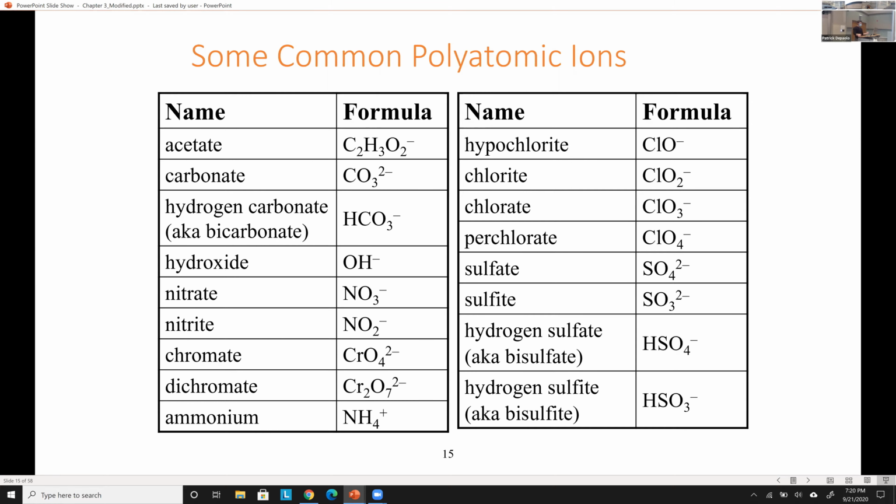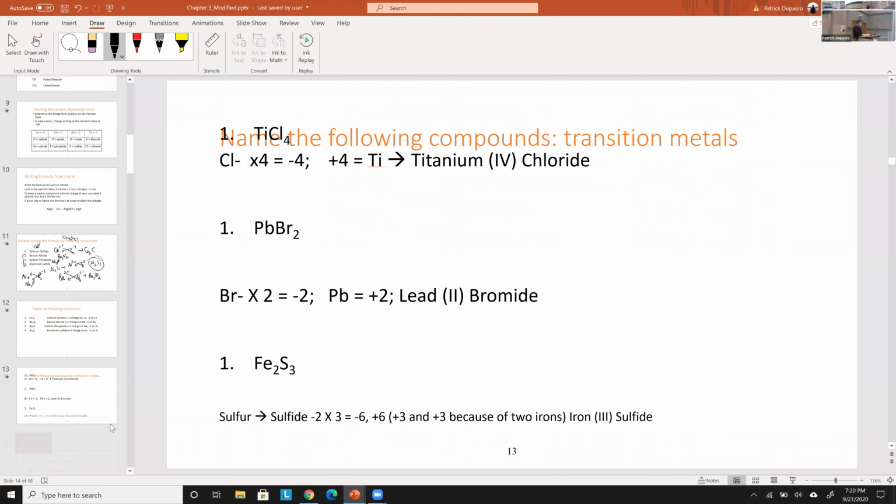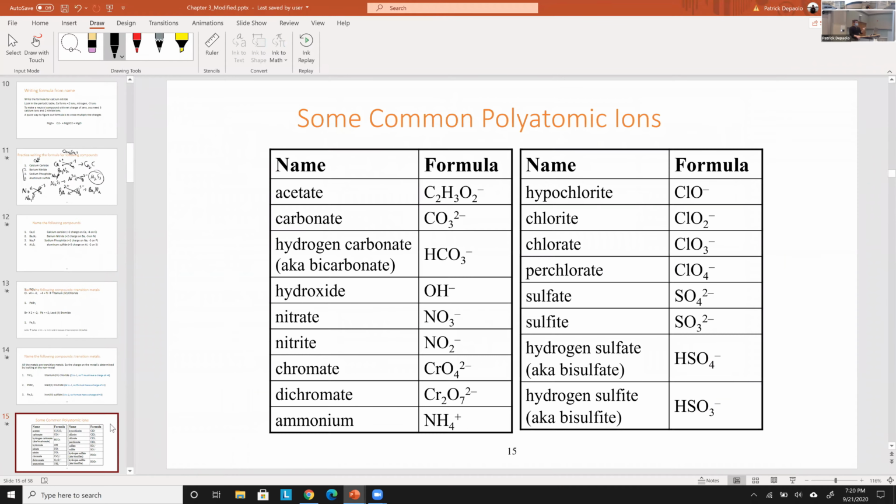And I would say there's videos on how to memorize them. I would say this is the list that is good to memorize. Maybe you could add phosphate on that list. So in terms of memorizing, what you would need to know is the name, the formula, and the charge.